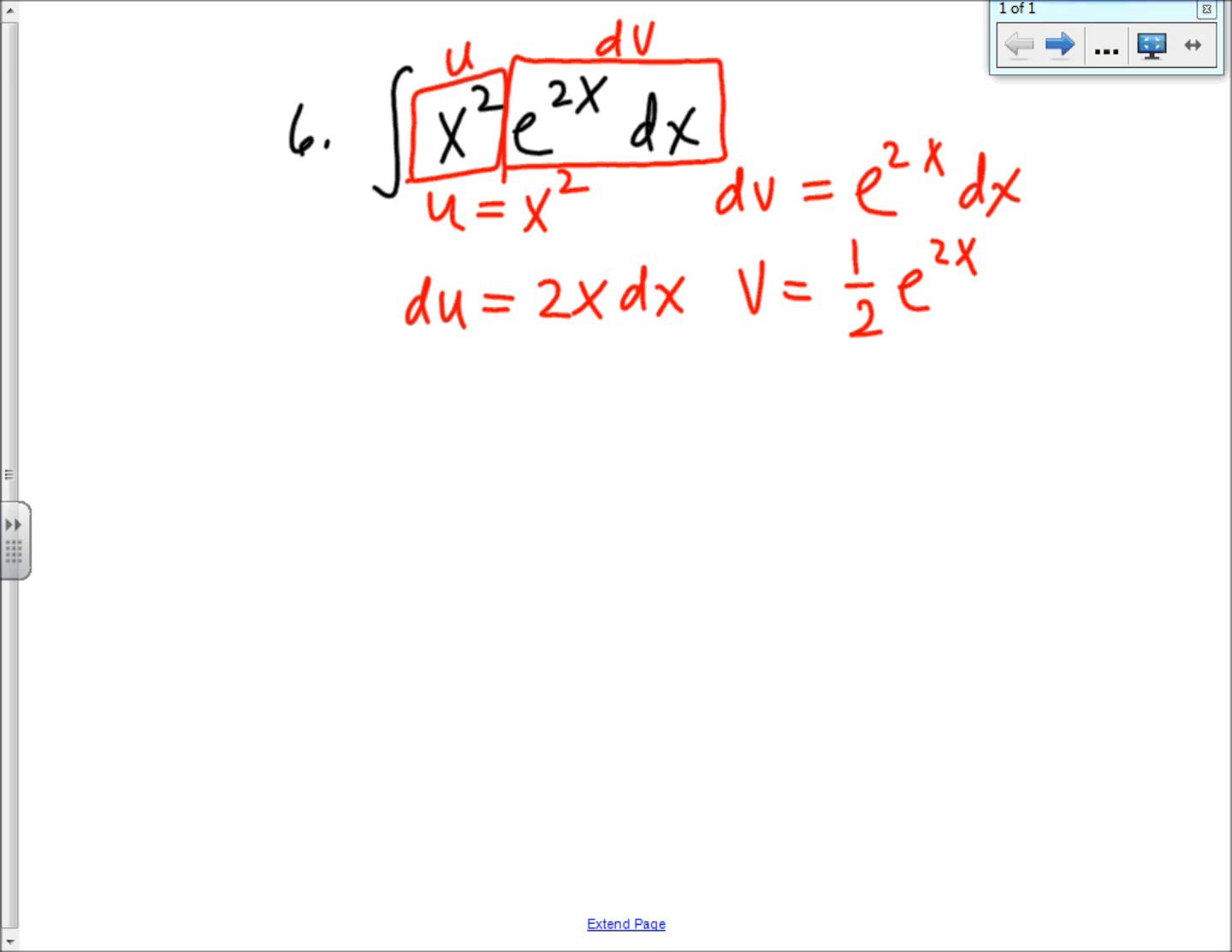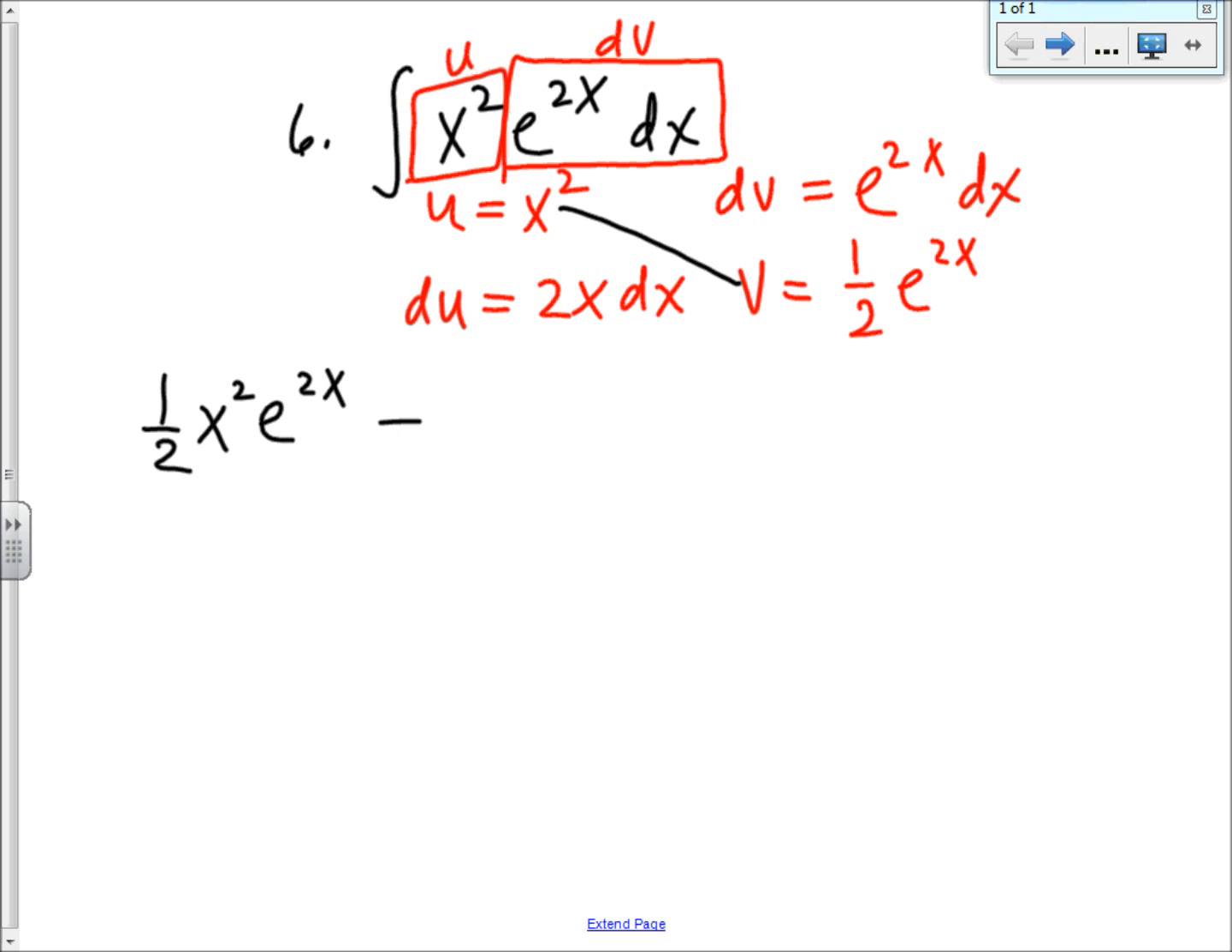And that's the starting of that integration by parts formula. So it's the same start. Everything is exactly the same. All right, so now we apply the formula. And so the formula says take u times v. Okay, so this would be 1/2 x squared e to the 2x. All right. Minus what? You subtract the integral of v du.